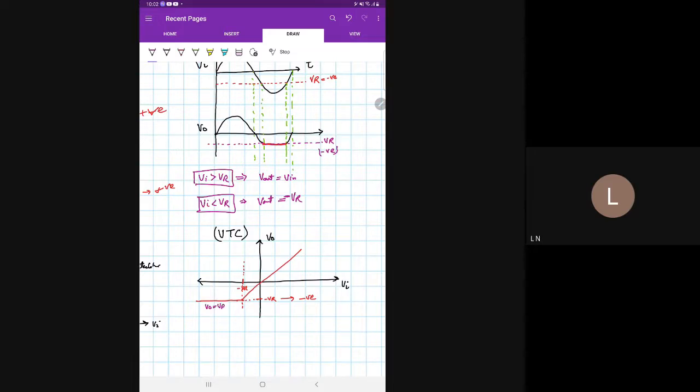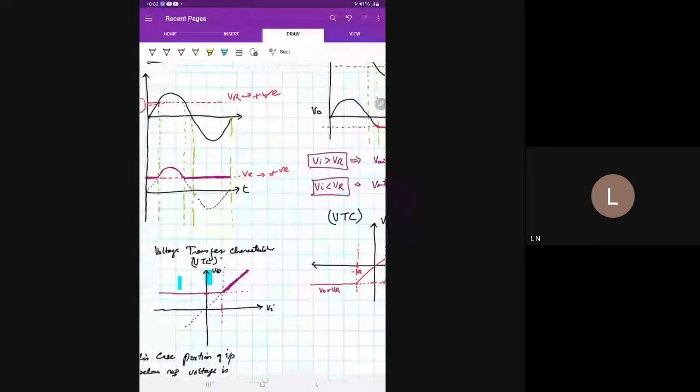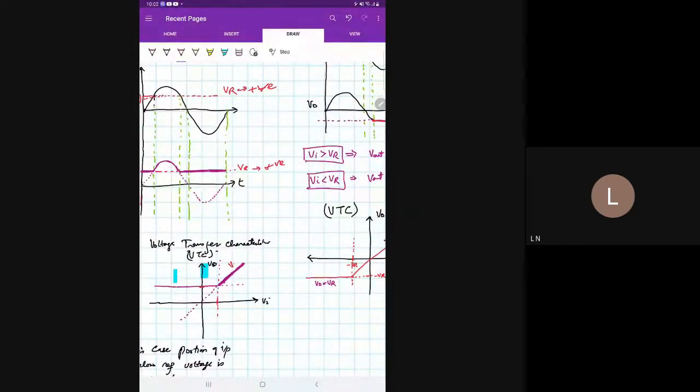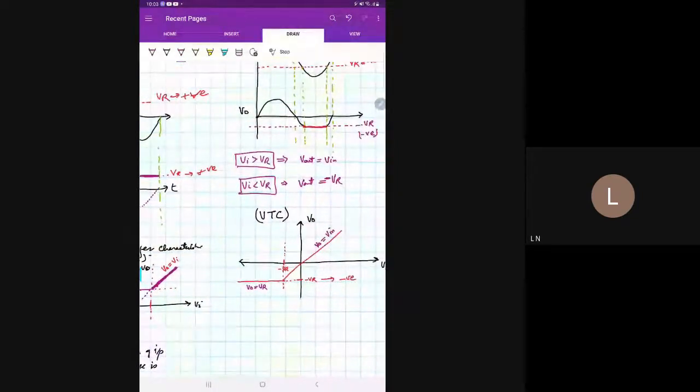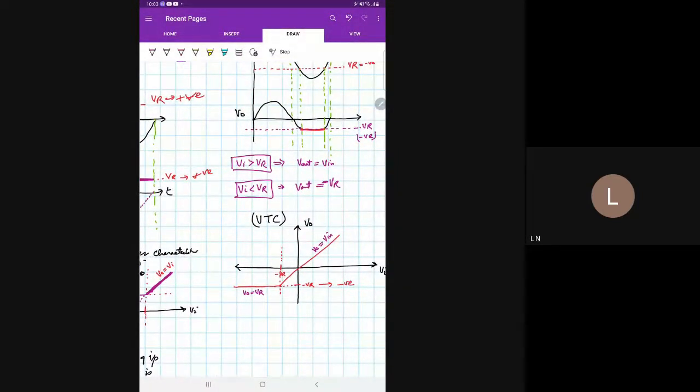So this is V output is equal to V reference voltage, and this is the portion where V output is equal to V input. So in this portion also, this is the portion where V output is equal to V input, and this is the portion where V output is equal to V of R. ठीक है। तो यहाँ पे भी ऐसे ही VTC बनेगा, and you know how to find these reference voltages, how to locate whether they are positive or negative.